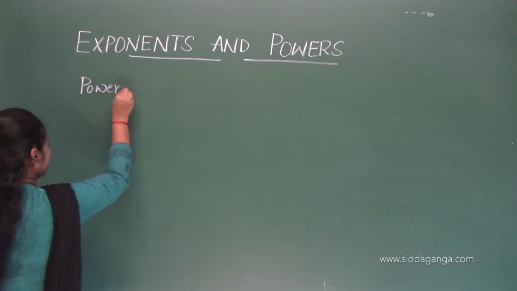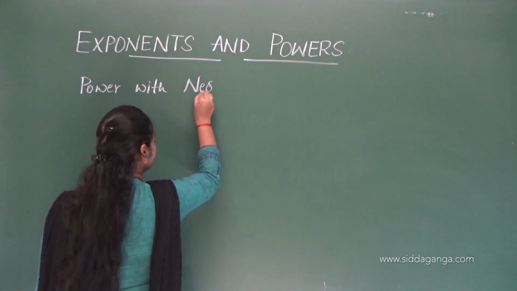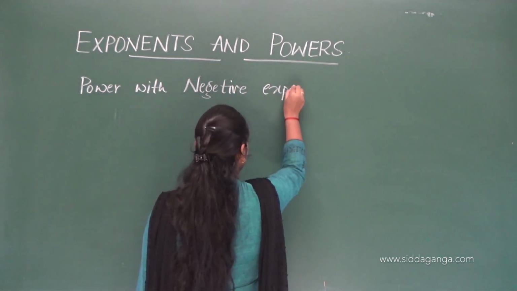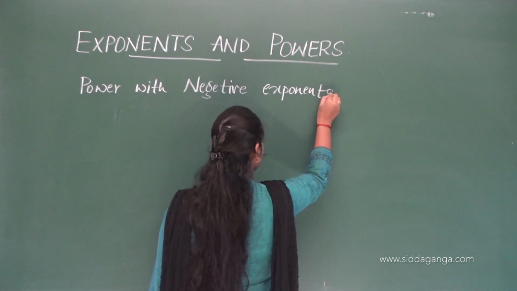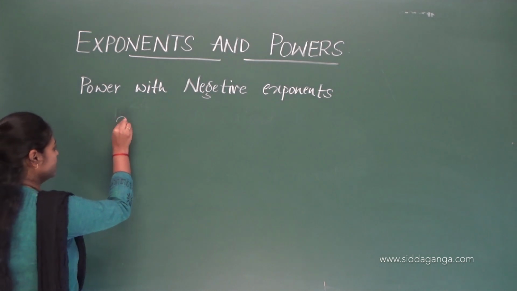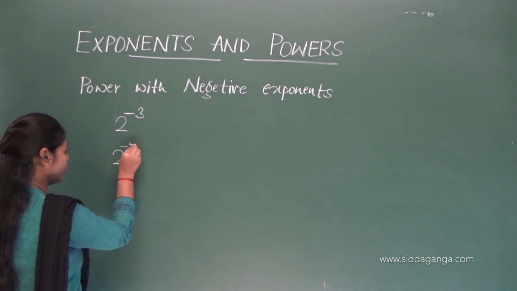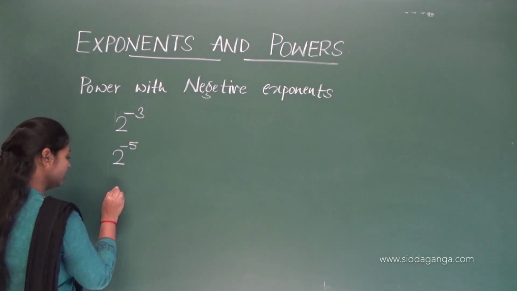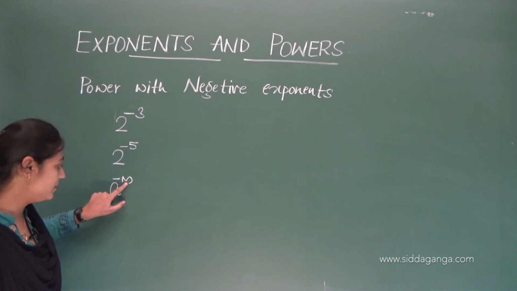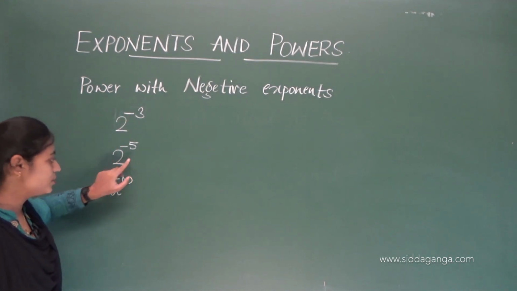we will study powers with negative exponents. Negative exponents. When exponents are negative, how do we write them? For example, 2 to the power of minus 3 or 2 to the power of minus 5. In general, a to the power of minus m. A is the base and m is the exponent. So 2 to the power of minus 3, 2 raised to the power of minus 5.